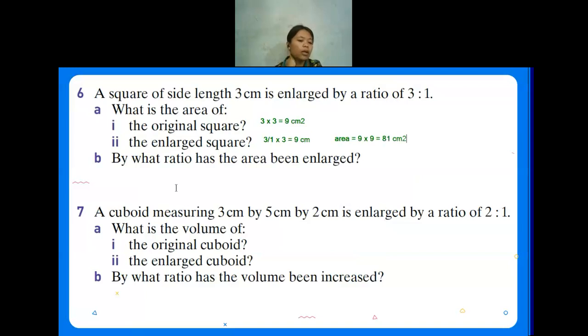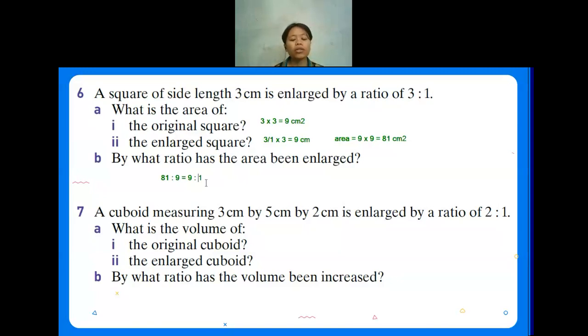If no one has a question, I will move to part C, the ratio. 81 to 9, so we can simplify it to 9 to 1. Is there anyone having any question? Because this is asking for the ratio of the enlargement, we have to write the bigger number first, the small number later. That's why it will be 9 to 1, not 1 to 9.